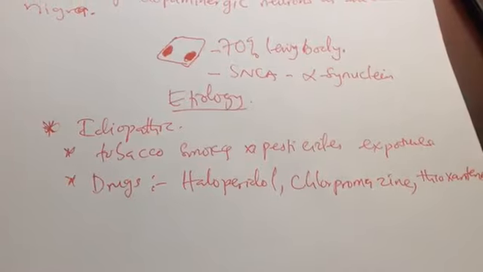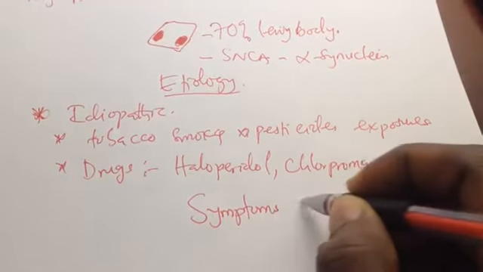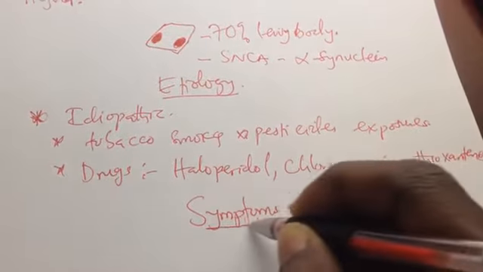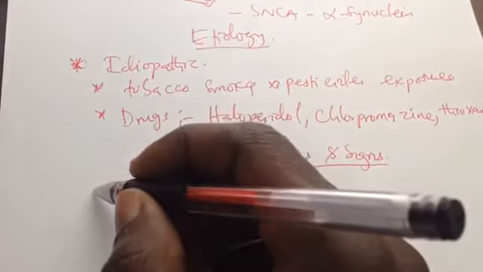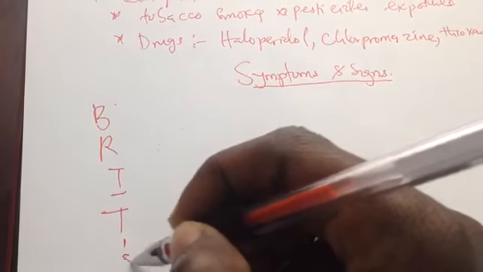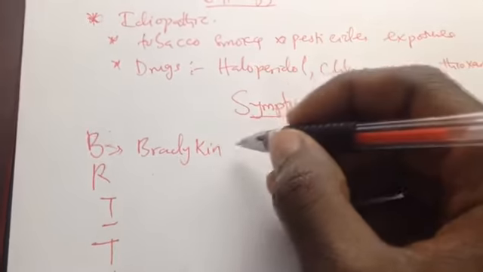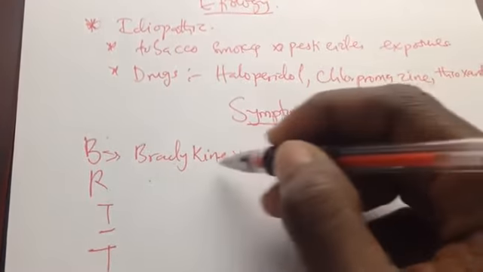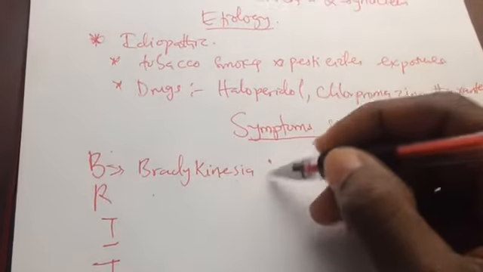So now let us see the symptoms and signs of this Parkinson disease. For us to remember the symptoms, we have to remember a mnemonic called BRITISH. The remaining letters, ISH, are smaller because they don't mean anything in the mnemonic. But the B means bradykinesia. When we say bradykinesia, we actually mean slowness of movement. Kinesia means movement, and brady means decrease, so decrease in movement, literally.